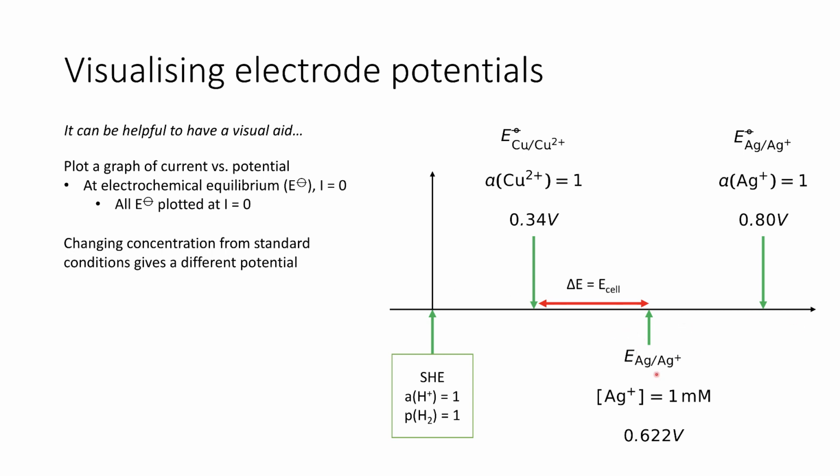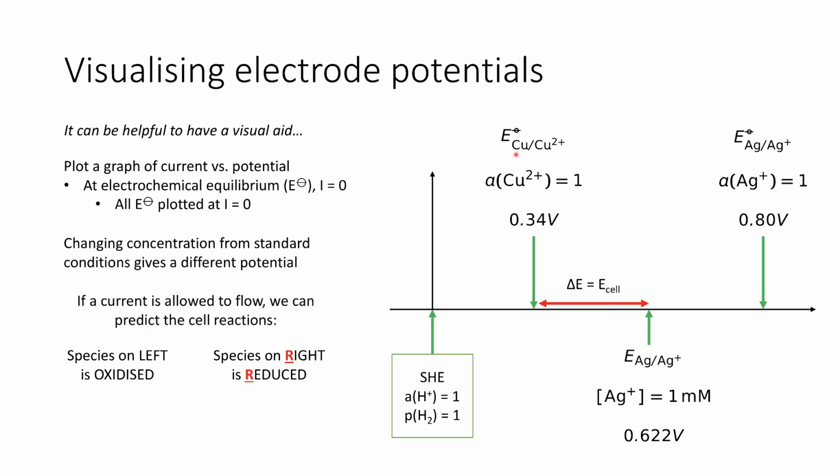In terms of trying to predict what's going on here, if we draw a graph like this, one way to remember it is that whatever is on the right is the species being reduced. So in this cell, we would expect the silver cation to be reduced, while for the species on the left, we would expect copper metal to be oxidized to copper 2+. And this gives us a simple way of picturing what's going on. If we then allow a current to flow, we can apply an external voltage to drive a reaction in a particular direction that we wish.